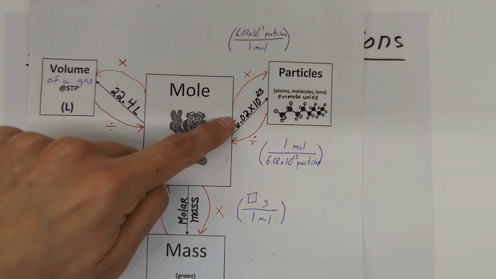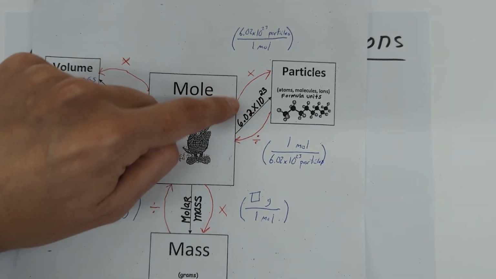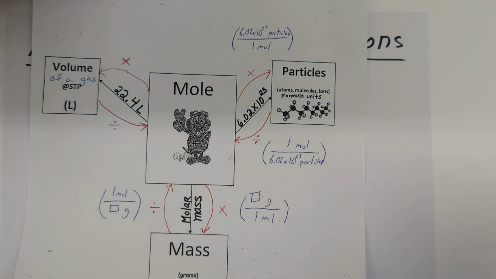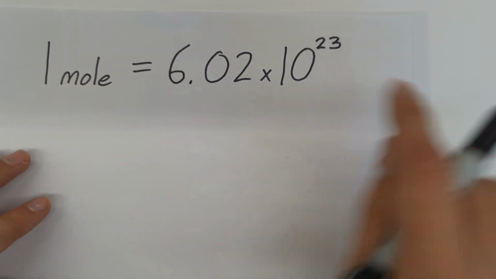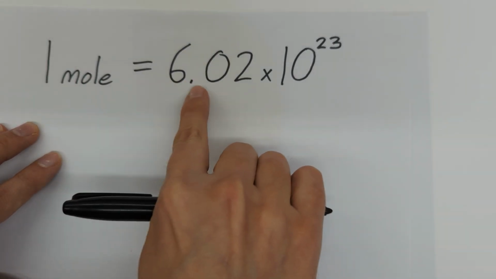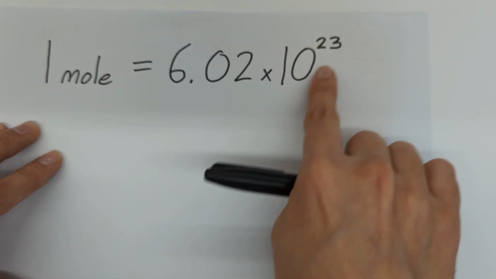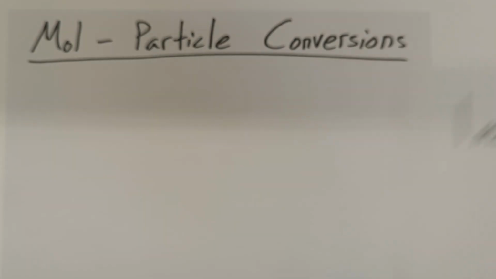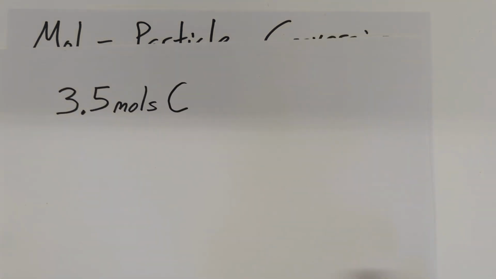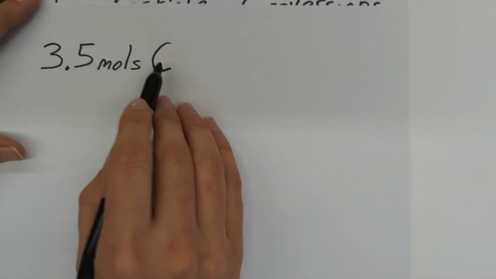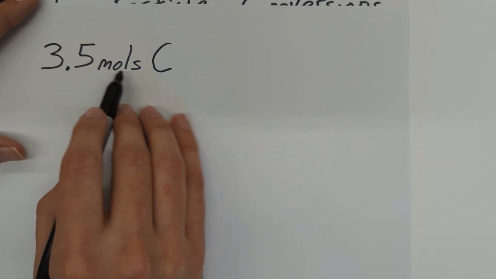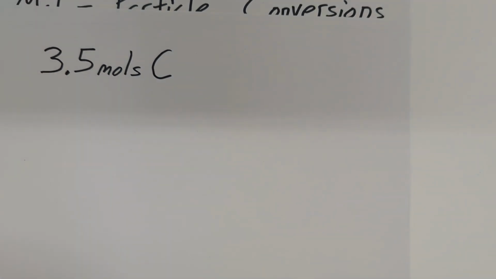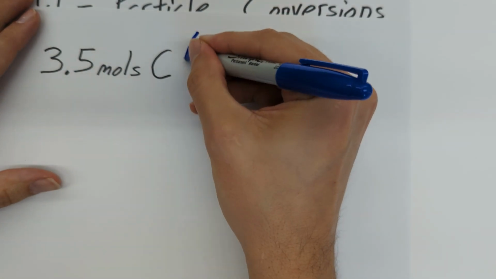In order to make this conversion, it all revolves around Avogadro's number. Like, what is a mole? The definition of 1 mole is 6.02 times 10 to the 23 of anything, usually some type of particle. So if I had a question, how many particles, or how many atoms, we would say, are in 3.5 moles of carbon, I would need to find my conversion factor.